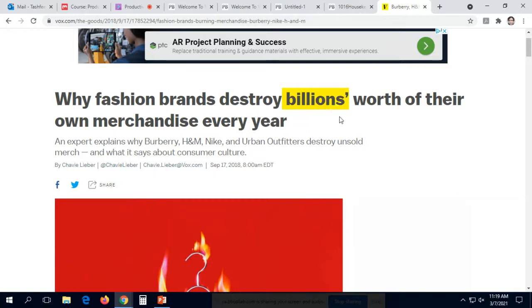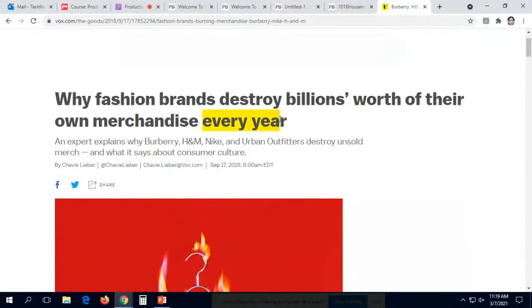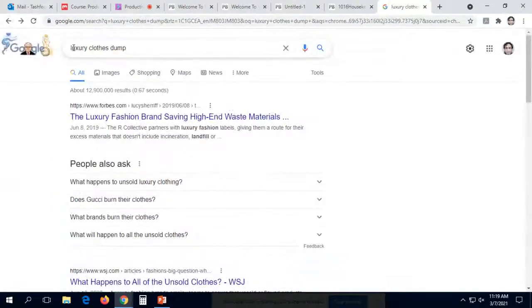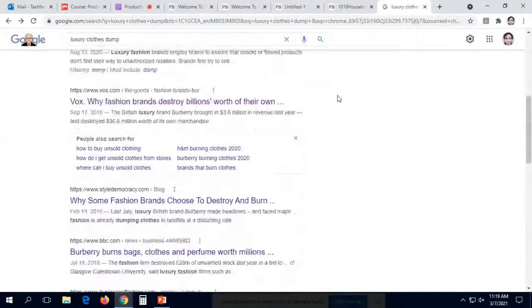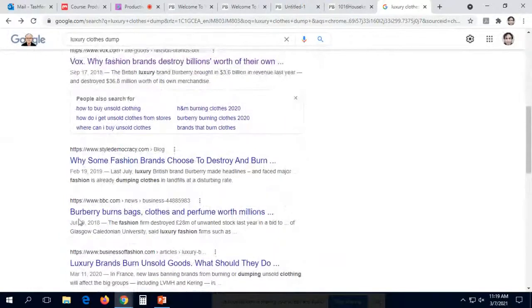And these billions are, of course, not Jamaican dollars. This is US dollars they are talking about. Yes, US billions. And they are talking about every year. It's a quite interesting topic, material management. And what I just said, luxury clothes dump, but you can find better words. And very interesting stories.